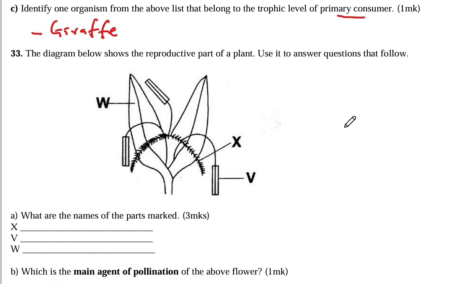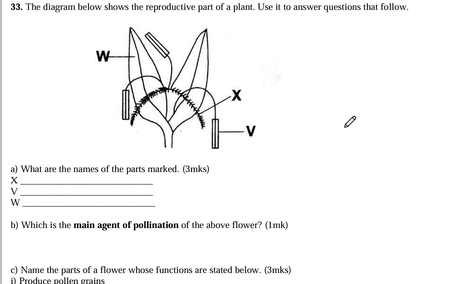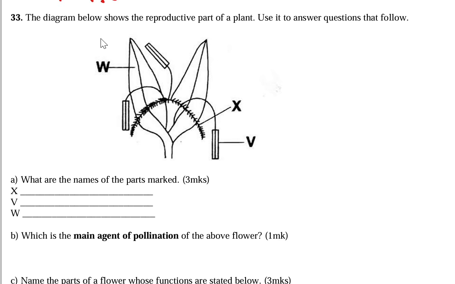We continue to question number 33, which is a very good question. Question number 33. The diagram below shows the reproductive part of a plant. Use it to answer questions that follow. So you can see here we have some letters W, X, V. Part A. What are the names of the parts marked X, V, W? So you can see X is pointing here, V, W.